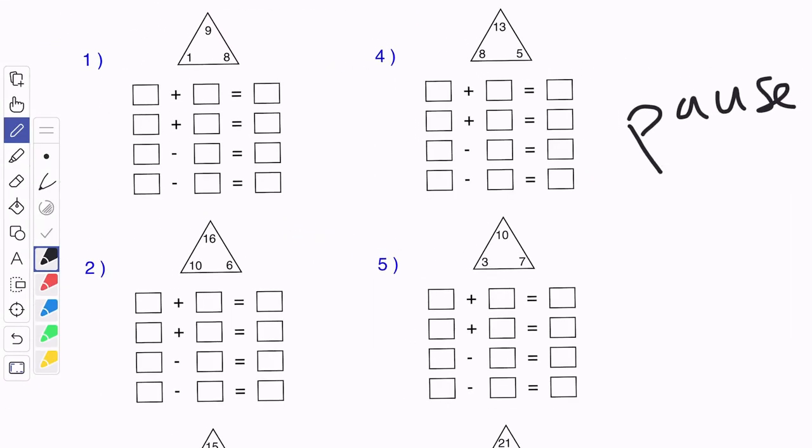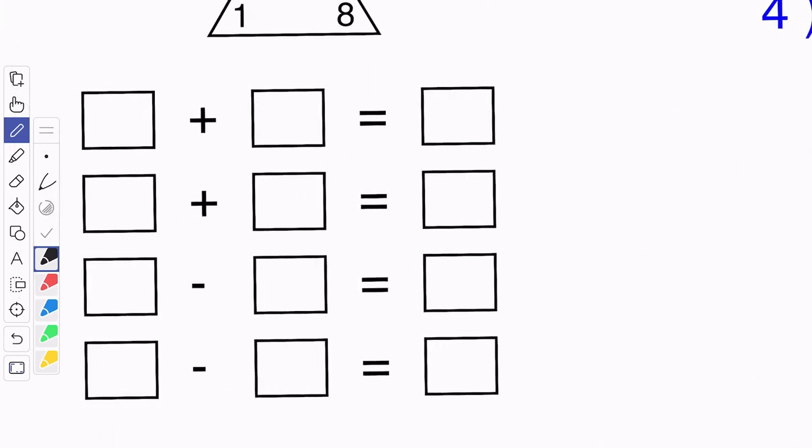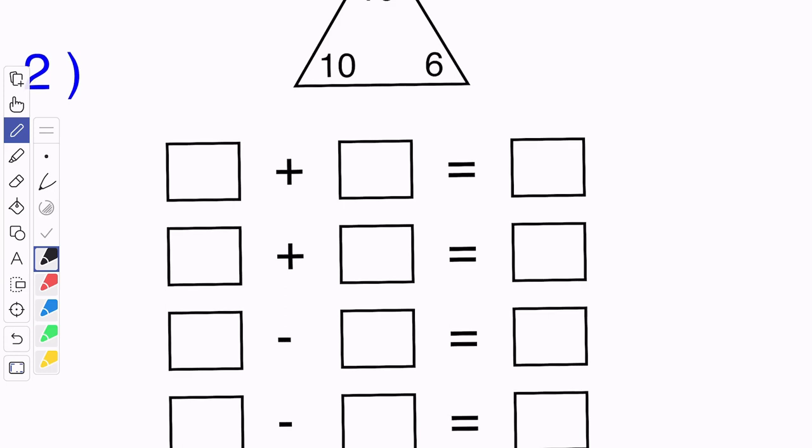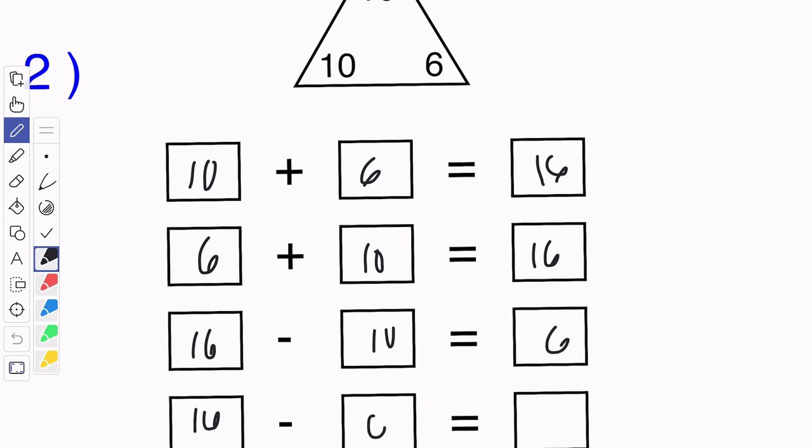Okay, so you guys should be done by now. 9, 9, 9, and 9. 8 plus 1 equals 9, 1 plus 8 equals 9, 9 minus 8 equals 1, 9 minus 1 equals 8. Do 16, 16, 16, and 16. We have 10 plus 6 equals 16, 6 plus 10 equals 16, 16 minus 10 is 6, 16 minus 6 is 10.